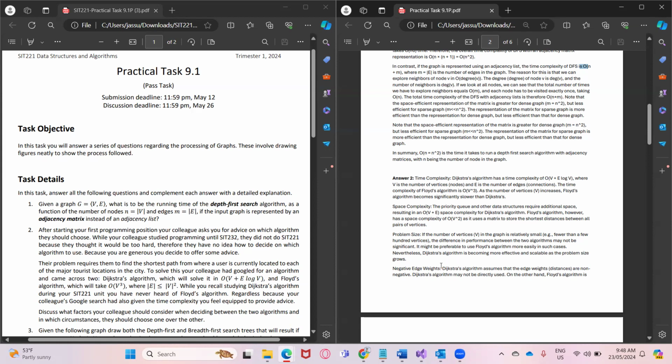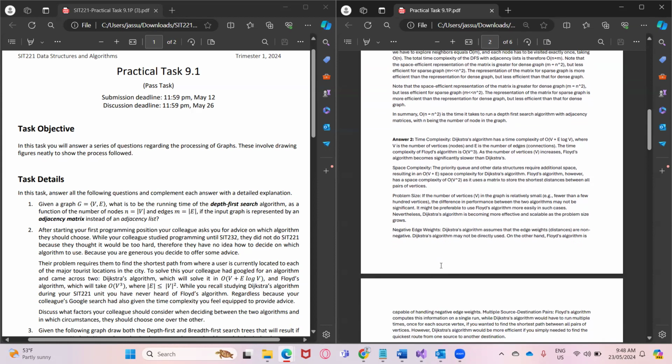When we talk about negative edge weights, Dijkstra's algorithm only works with non-negative edge weights. If the graph contains negative edge weights, Dijkstra's algorithm is not suitable. Floyd's algorithm, however, can handle negative edge weights, making it a good option for graphs that include them.